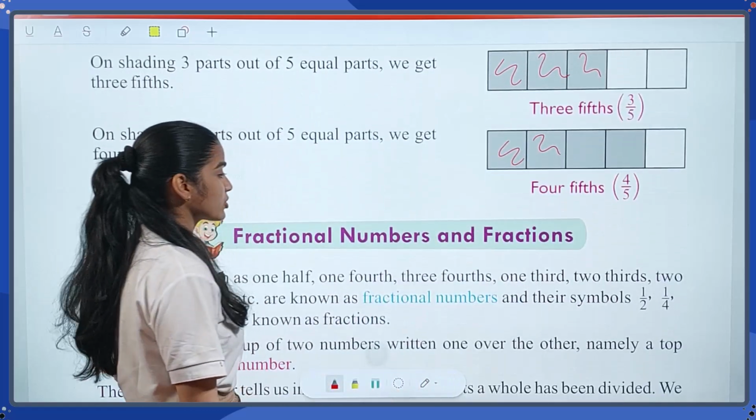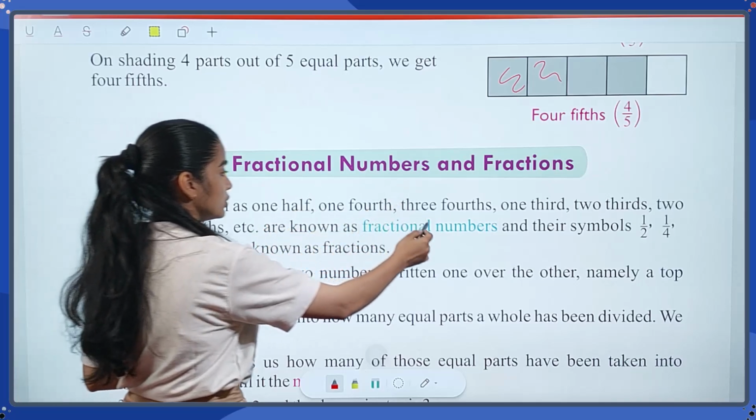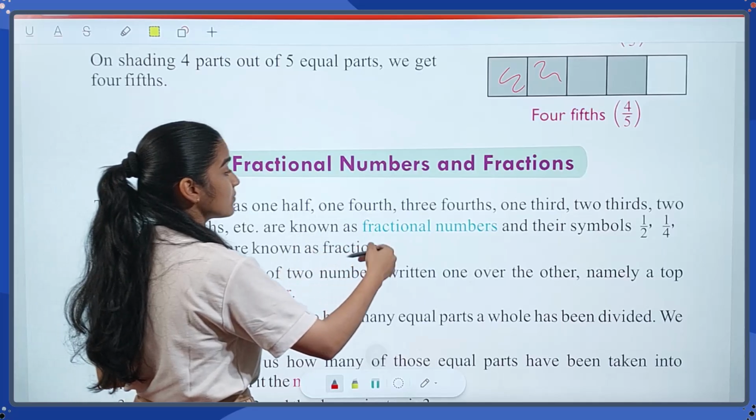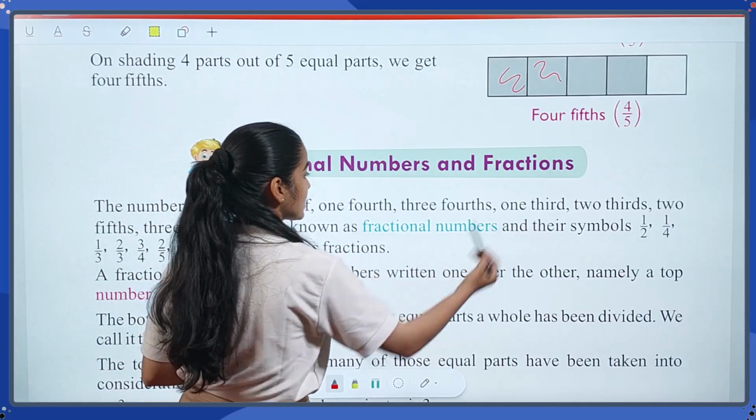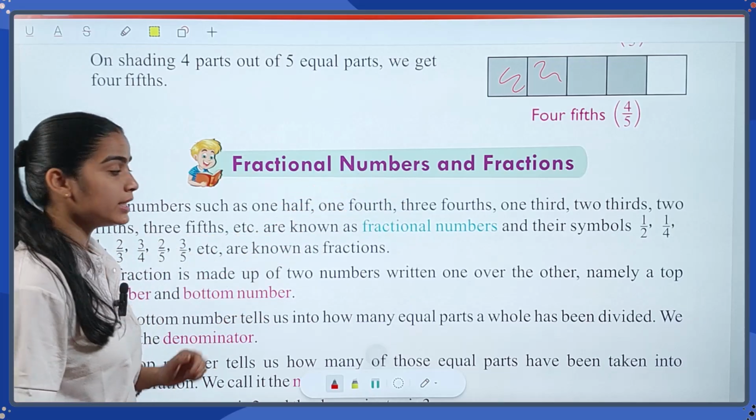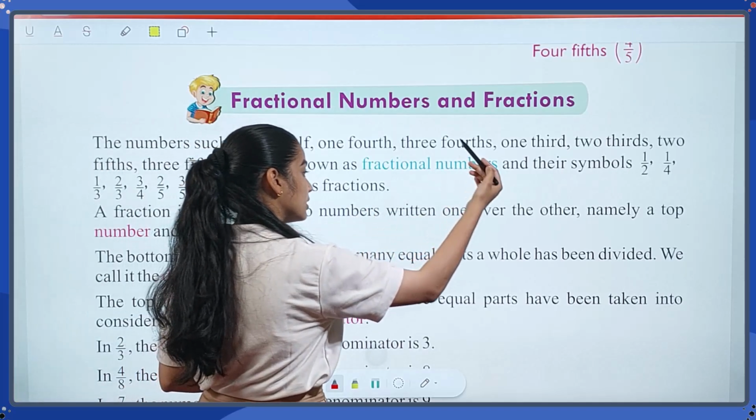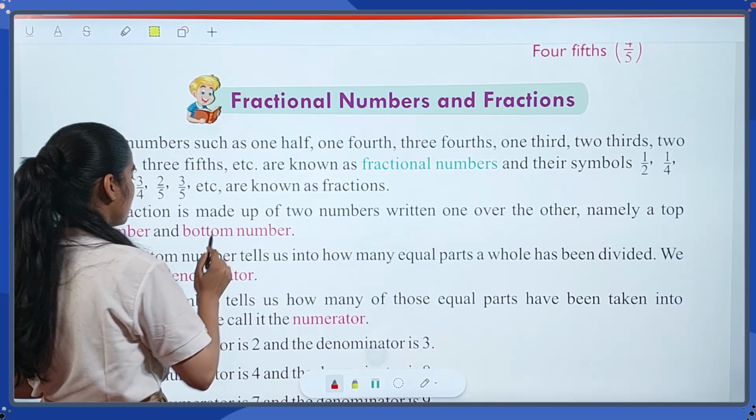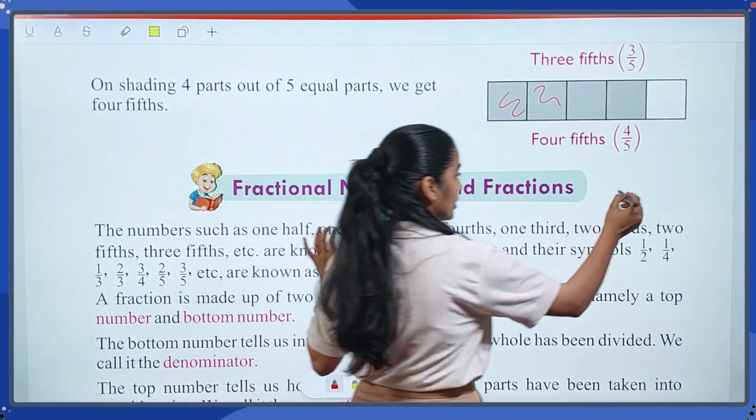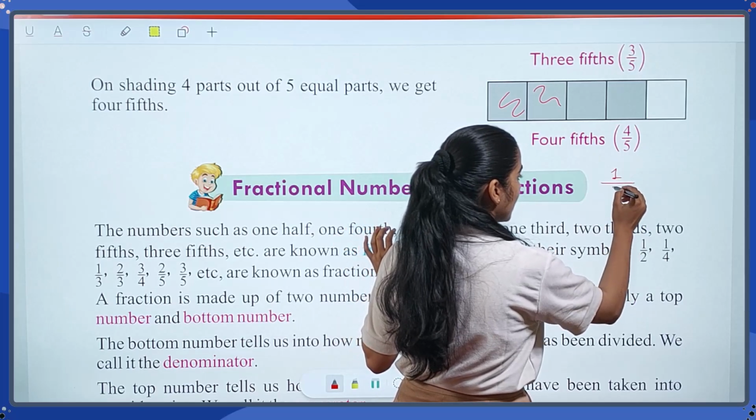Now, fraction numbers and fractions. The numbers such as 1 half, 1/4, 3/4, 1/3, 2/3, 2/5, 3/5, etc. are known as fractional numbers, and their symbols are 1 by 2, 1 by 4. What do we call these kinds of numbers? We call them fraction numbers. A fraction is made up of two numbers written one over the other, namely a top number and a bottom number. So we have two numbers, right? First, we make a line, for example, 1 up line, which is called the fraction bar, and then 1 and 2.